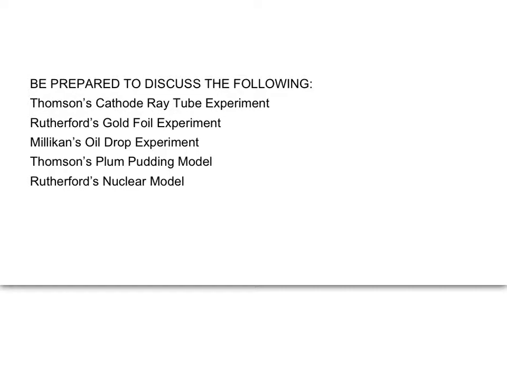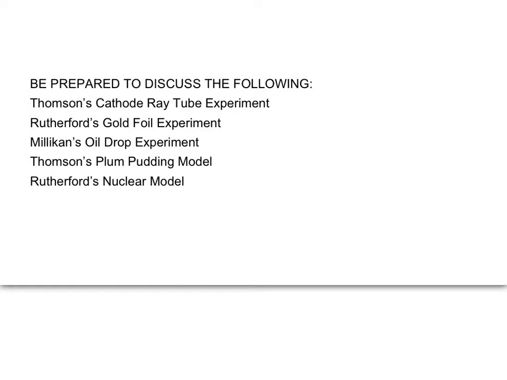What happened in Thomson's cathode ray tube experiment? What did that discover? It's the electron. How did they discover it? Rutherford's gold foil experiment, he fired the alpha particles at gold foil, and some of them bounced back, which suggested that the plum pudding model of the atom was incorrect. That led him to come up with the nuclear model of the atom.